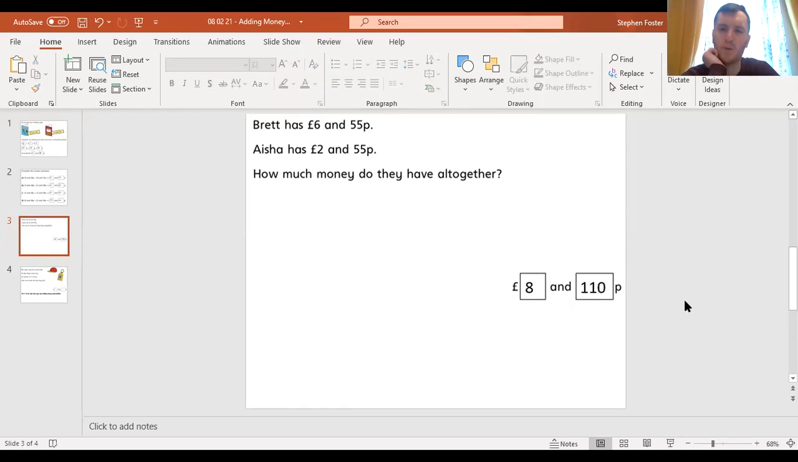Oh, but that's more than £1. There's 100 pence in £1. So I can take 100 of those pence and make it into an extra pound. And if I take 100 away from here, that's going to just give me 10. But I need to make sure that I exchange that for an extra pound. So instead of it being £8, it's going to be £9. So my final answer is £9 and 10 pence.